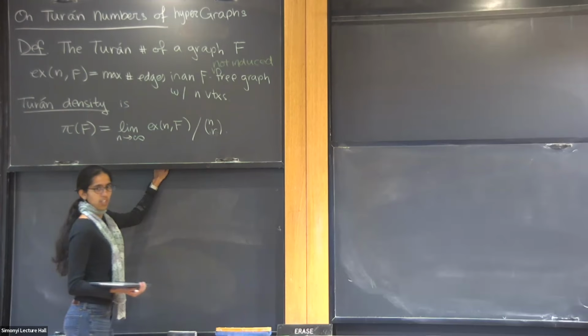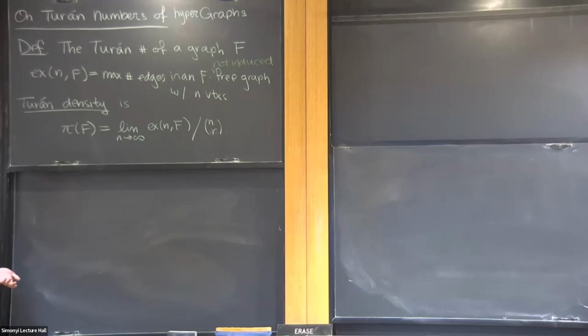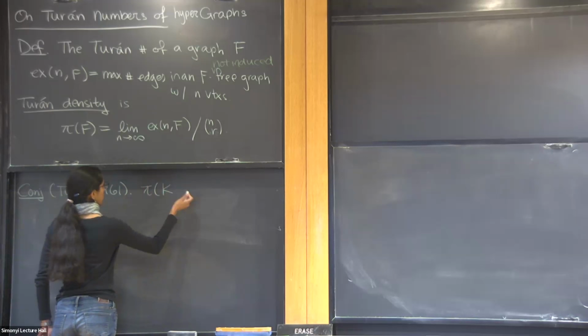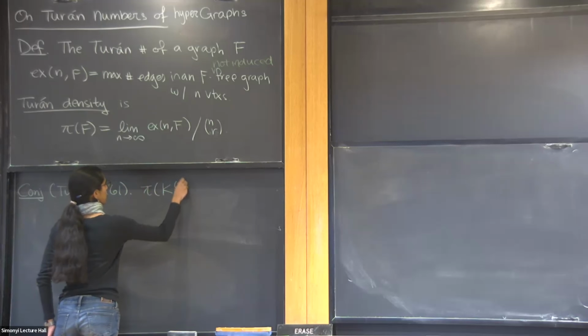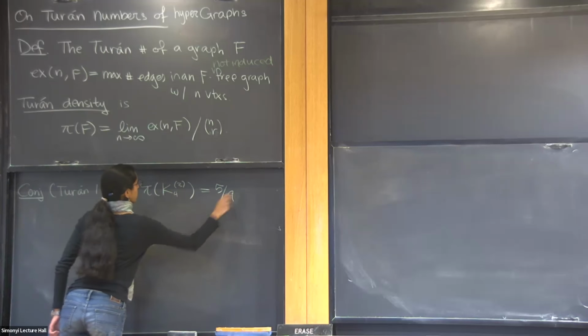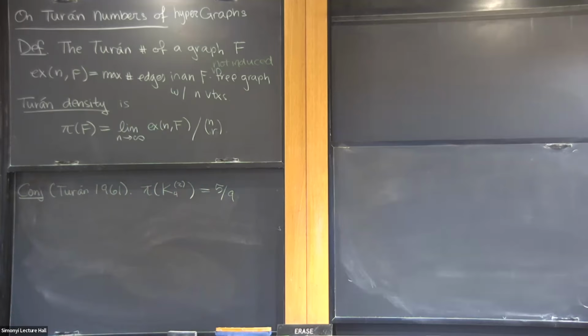It would be very natural to conjecture that, well, okay, at least maybe for cliques, we have some analog of Turán's theorem. And this is blatantly false. A conjecture of Turán from the 60s is that the Turán density of the tetrahedron, K_4^(3), is equal to 5/9. And Turán had a construction, but since then it has been shown that there are actually quite a wide variety of constructions that avoid the tetrahedron that have this particular density.